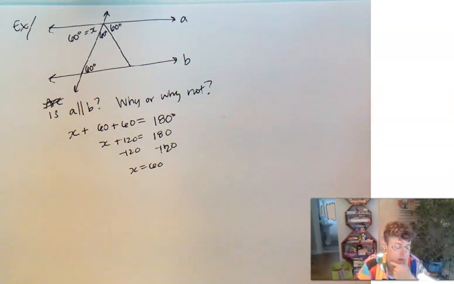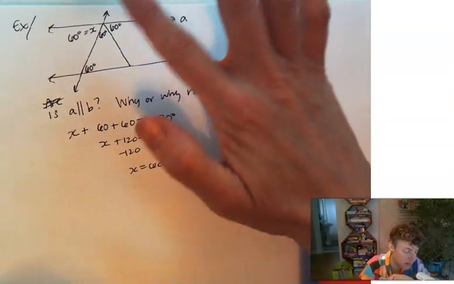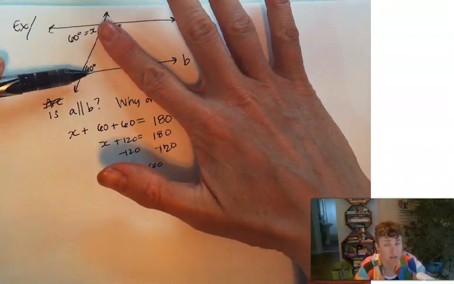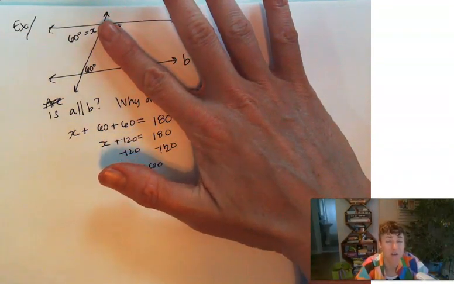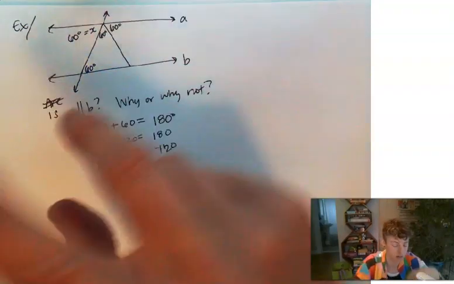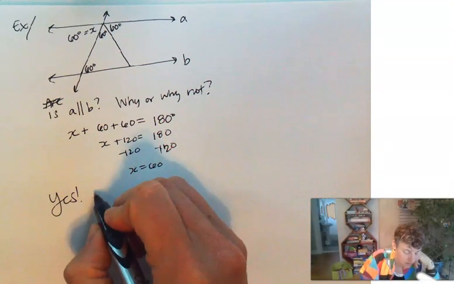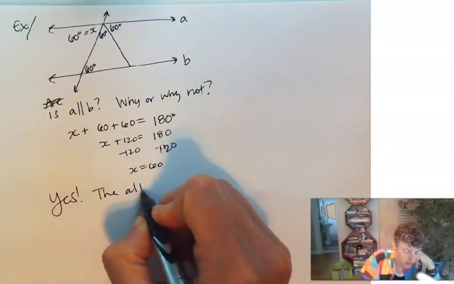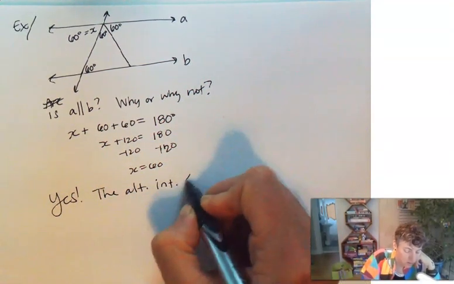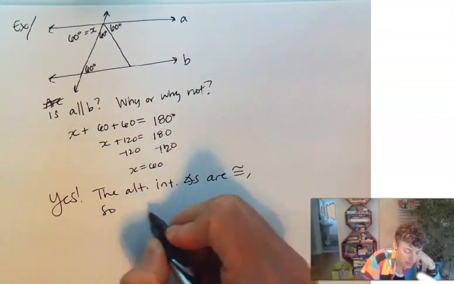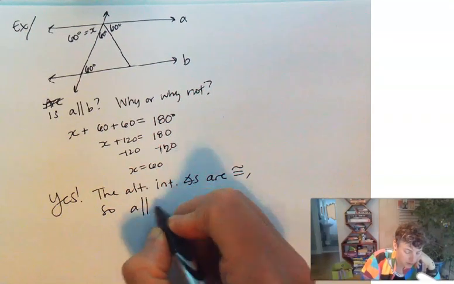So now going back to our plan here, we see that the alternate interior angles are indeed congruent, thus the lines are parallel. Yes, the alternate interior angles are congruent, so A is parallel to B.